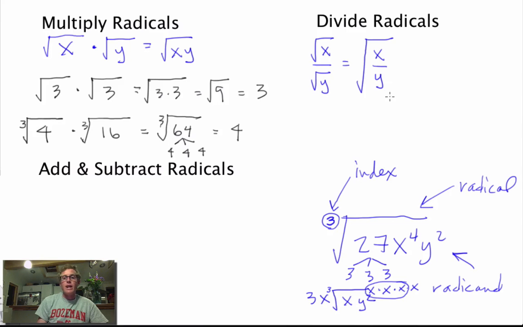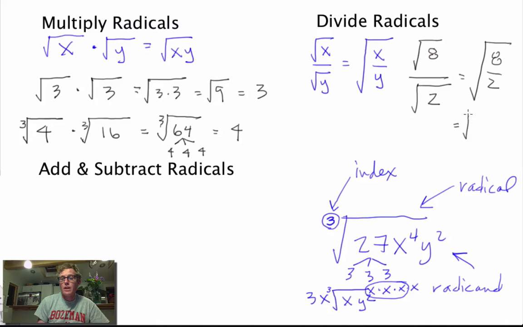Okay, when I'm dividing radicals, it's the same deal. Say I have the square root of 8 divided by the square root of 2. I can rewrite this as the square root of 8 over 2. And 8 divided by 2 equals 4. So what we're looking for is the square root of 4, and that just equals plus or minus 2. We're not really going to worry about that plus or minus part, mainly just 2.